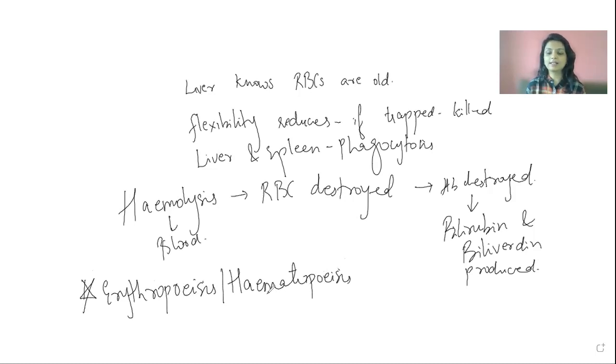And where does it take place? In the red bone marrow, all right. And remember, the raw material of the hemoglobin is what? Iron. So if there's a deficiency of iron, then it leads to what? Anemia, paleness of palm, nail bed, all of that, that is called anemia.